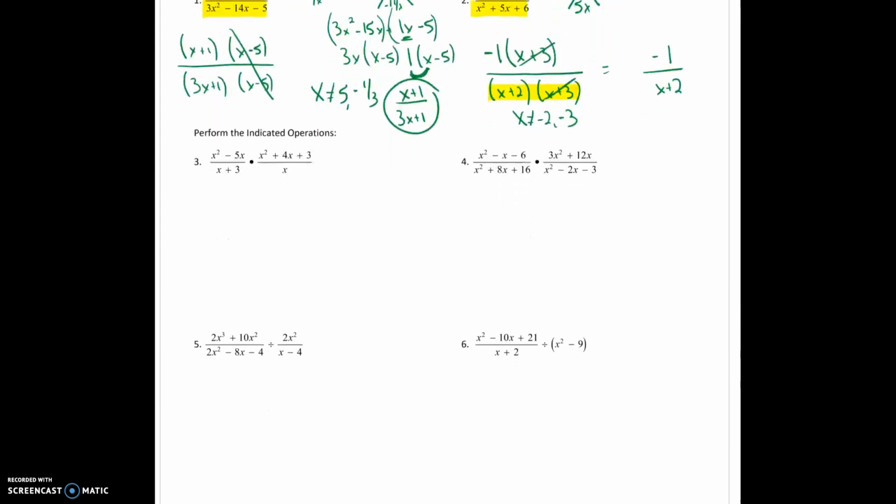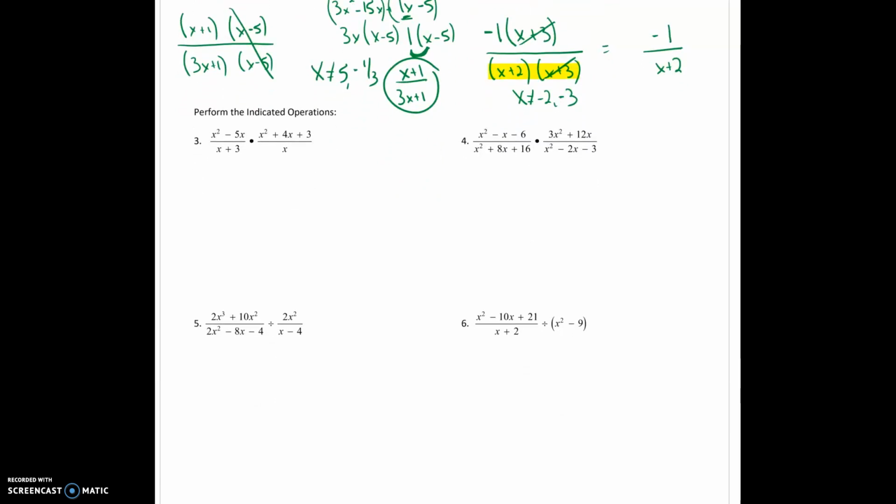All right, moving to number 3. Again, I'm going to factor everything. So just running through real quick. There is a GCF here, so I'll be taking that out, but there is no GCF in this or this or this. So starting my factoring, the top left, I can take an x out and get x minus 5. That's it. The denominator is not factorable.